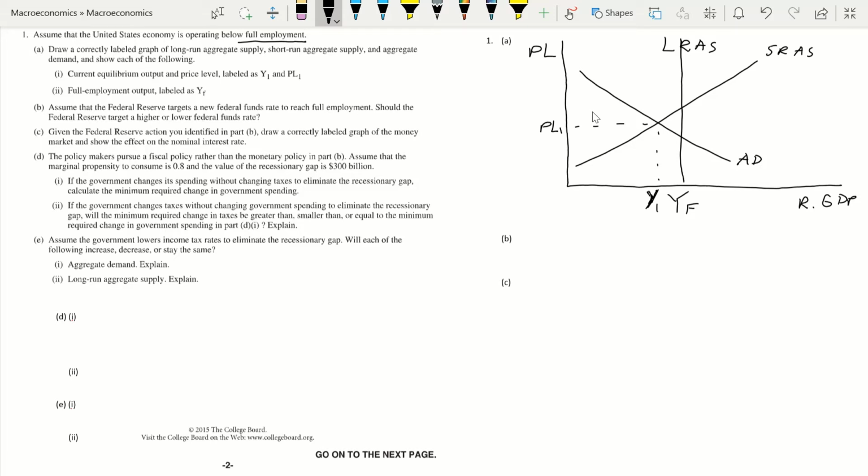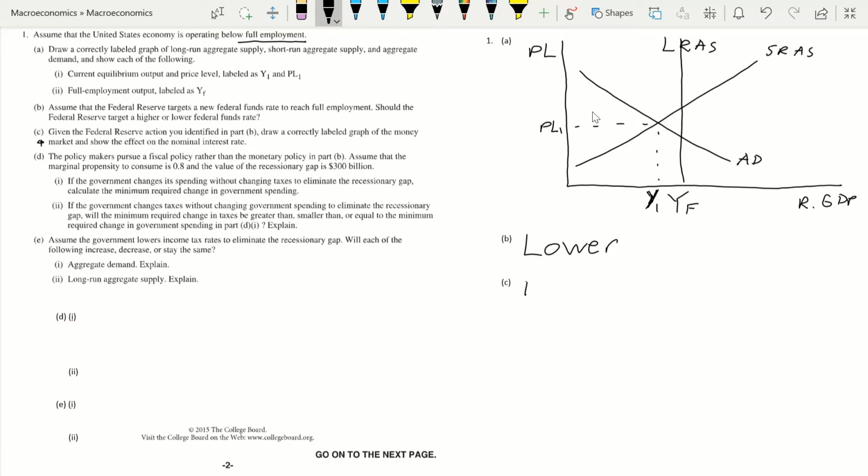So should the Federal Reserve target a higher or lower federal funds rate? Well, if they want to conduct expansionary monetary policy, they're going to lower that federal funds rate to increase that money supply. I misspoke there, right? They want to increase that money supply, right? And you'll see why in part C, because given that Federal Reserve action we identified in part B of lowering that federal funds rate, draw a correctly labeled graph of the money market and show the effect on the nominal interest rate.